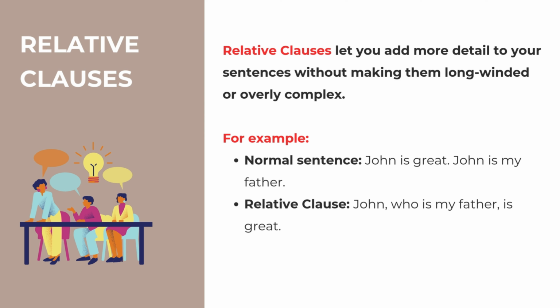Here's a very simple example. A normal sentence would say, John is great. John is my father. In a relative clause, you would state, John, who is my father, is great.